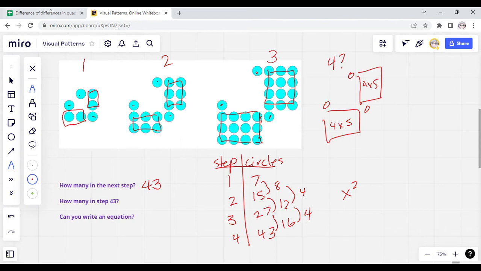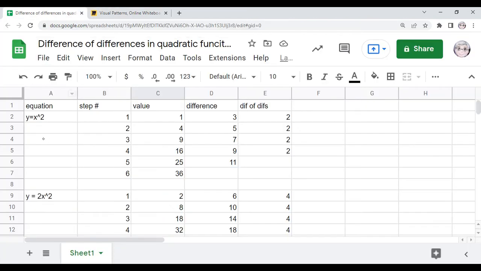Well, I actually arranged a spreadsheet here. I've got an equation, so this is y equals x squared, and then I put in several steps, what the value would be, the y, or the number of circles, or whatever you're using in your pattern.